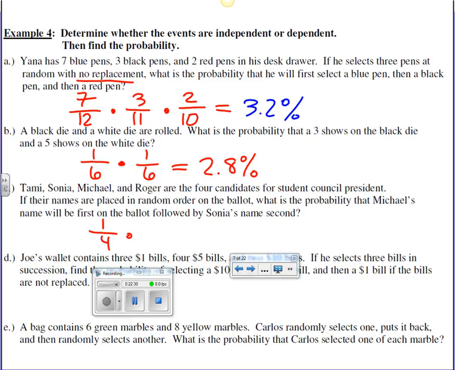Now, Autumn, we want Sonia's name to be second. How many people are named Sonia? 1, so I've only got one choice on top. But Autumn, how many people are left? 3, very good. There's only 3 people left because who already went? Michael already went, so there's only 3 people left. All right, so what is this one?